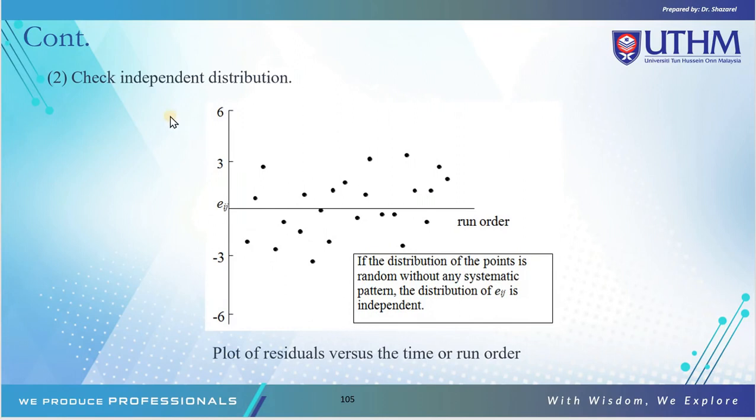Next, we're going to check the independent distribution of the residual. We can plot the EIJ versus the rank order, so we can examine whether there is a systematic pattern. If it is random, then it is independent. A systematic pattern means there is an increasing pattern, a decreasing pattern, or a parabolic pattern and so on. But for this example, we can see that it is random.